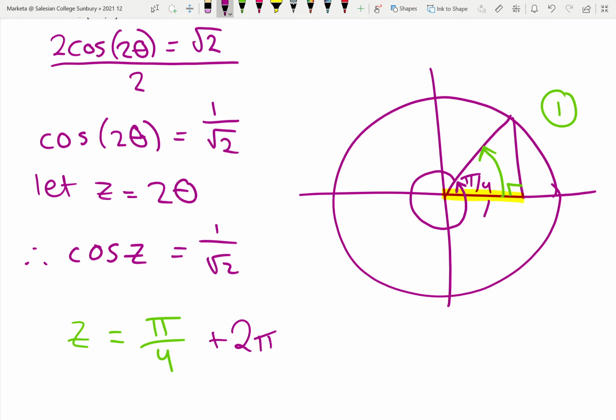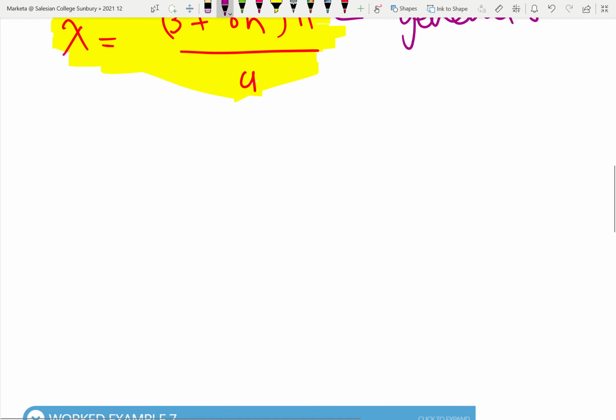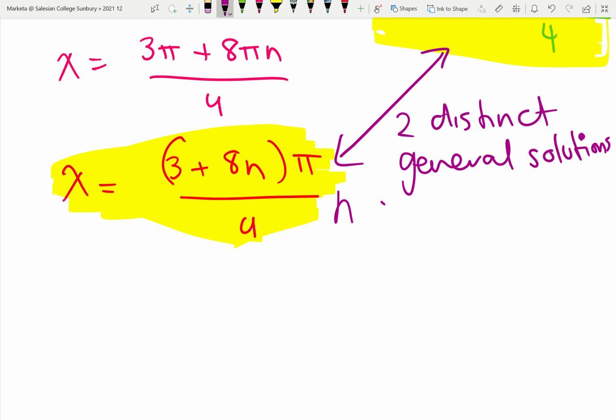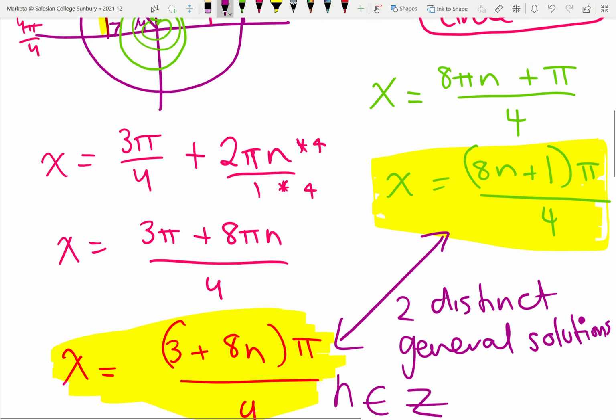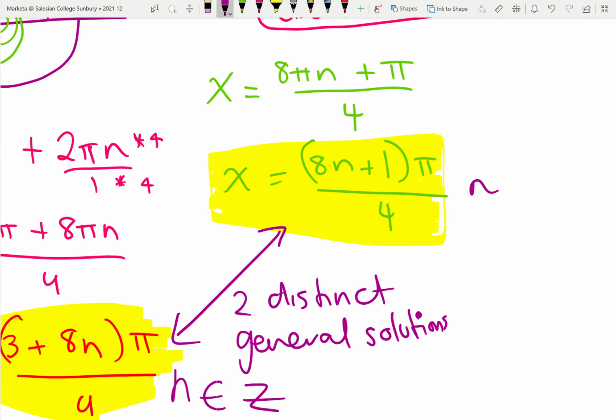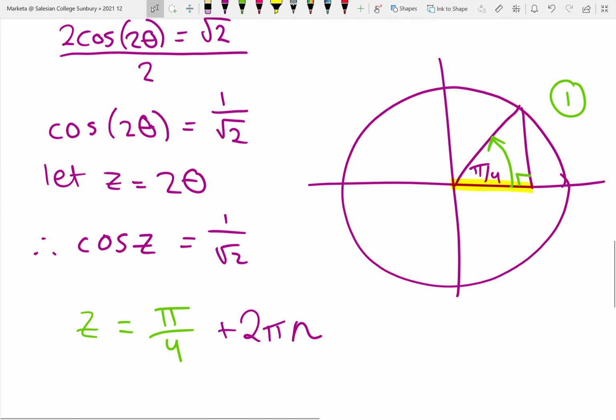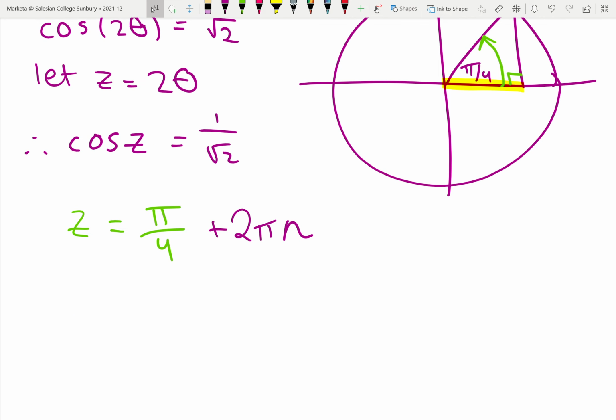In the negative direction, minus 2 pi, minus 6 pi, minus 8 pi, whatever. So it has to be a multiple of 2, and for that we put n. And what I should have written in the previous example, I'll just go back, is n is an element of Z, and Z refers to integers. So n can be 1, 2, 3, negative 1, 2, 3, whatever. It's not going to be fractions or decimals. And the same thing for this one, where n is an element of Z, Z referring to integers. So here I have z is pi on 4 plus 2 pi n. Now remembering that z is not what we want to deal with, z is actually 2 theta.